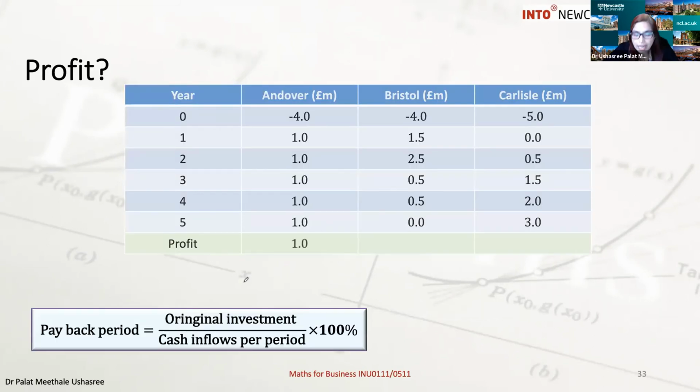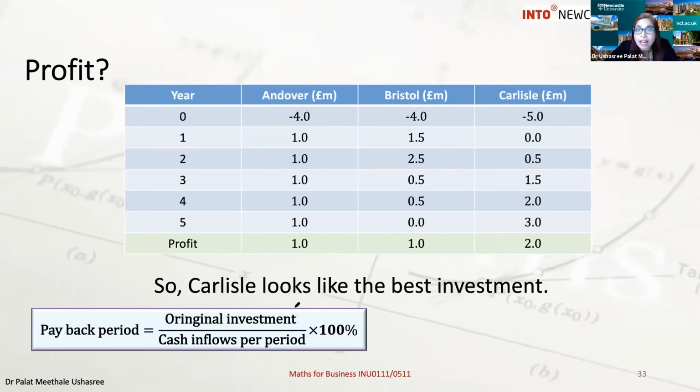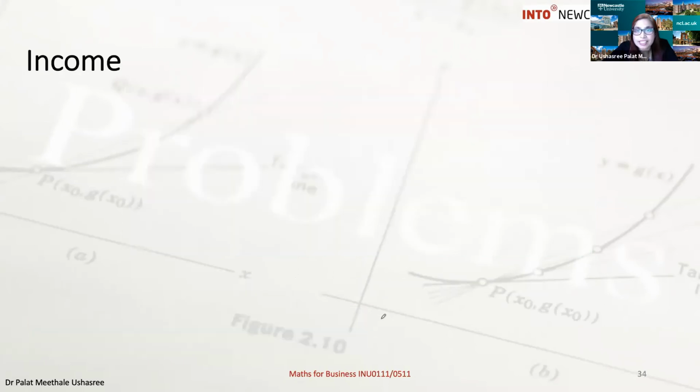Okay. So I have calculated the profit here. So what can I say? The Carlyle looks like the best investment looking at that. And we have not taken the present value into consideration, isn't it?